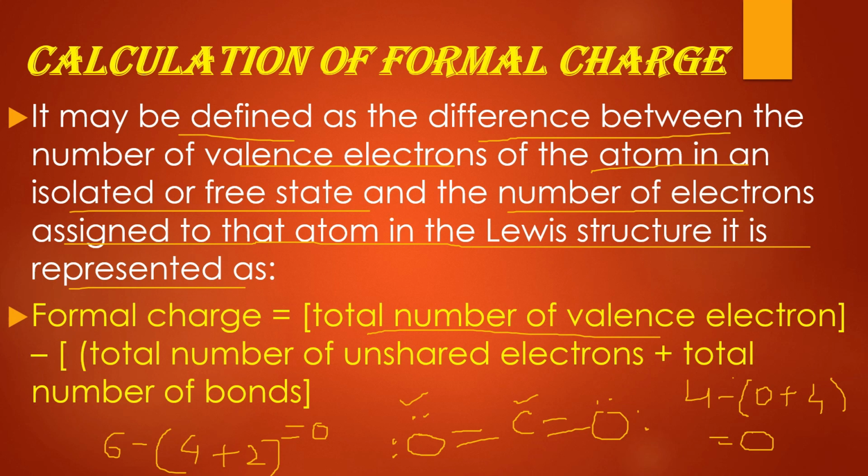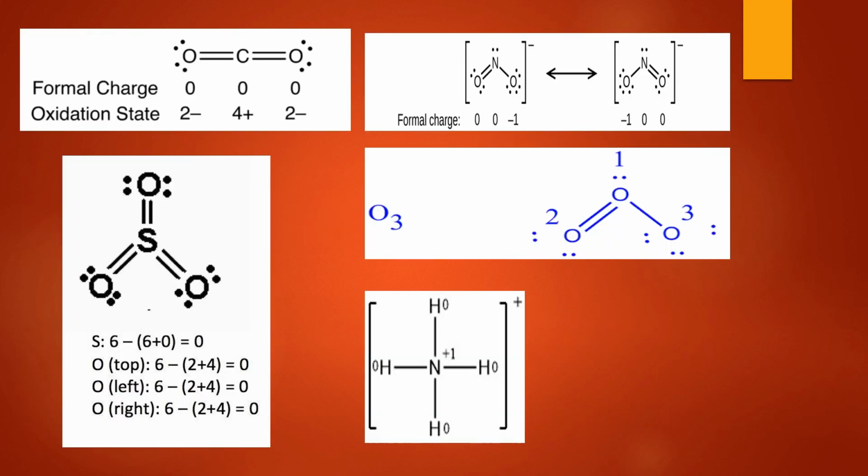One more thing I am telling you: the sum of the formal charges of all the atoms in a molecule is equal to the charge on the molecule, and we know that the CO2 molecule has no positive charge and no negative charge, that means 0 charge. That is why the sum of the formal charges of all the atoms in CO2 is 0. Now let us take some examples of formal charge. This is the example of CO2 which I already told you, where 0, 0, 0 is the formal charge on each carbon and oxygen atom.